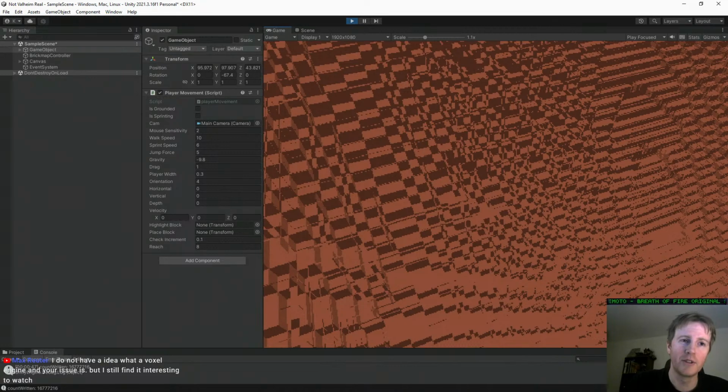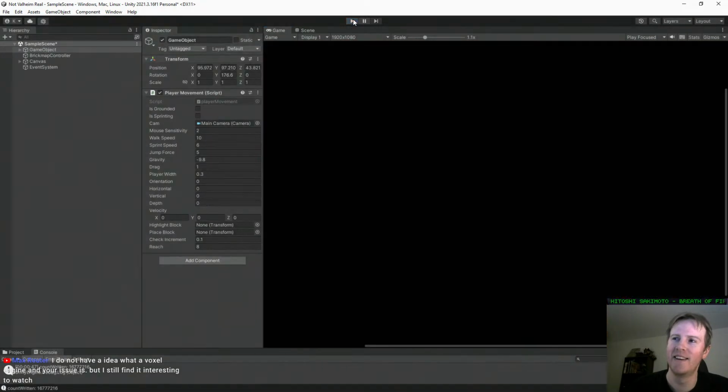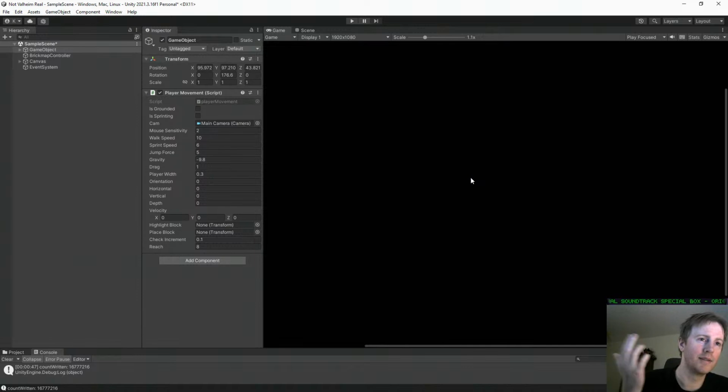Do not have an idea what a voxel engine and your issue is. A voxel engine is just Minecraft, basically. A voxel is just a pixel, you know, it's a position in a 2D coordinate system. A voxel is just a 3D coordinate system. That's it. You have data in a 3-dimensional system, so you can like walk around on 3D tiles. That's all it is.